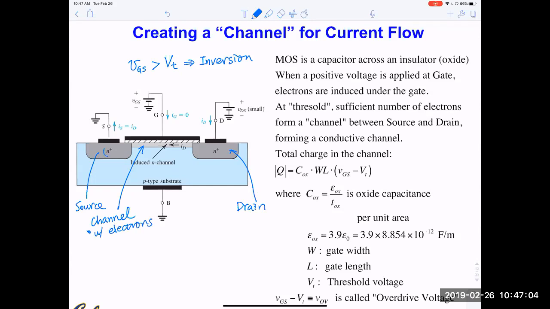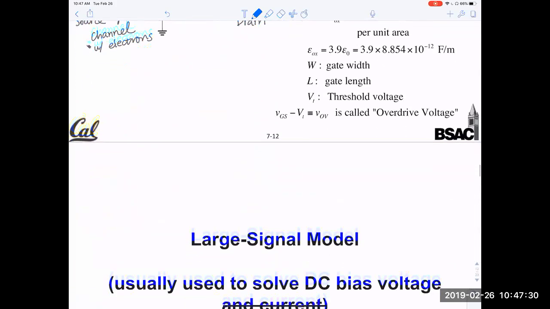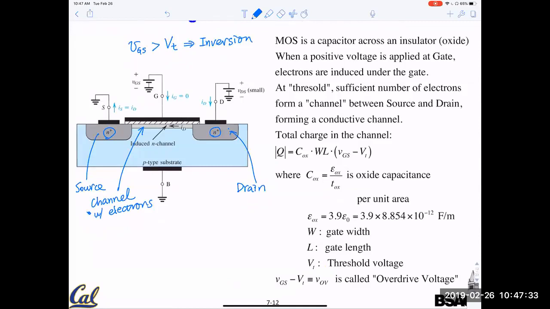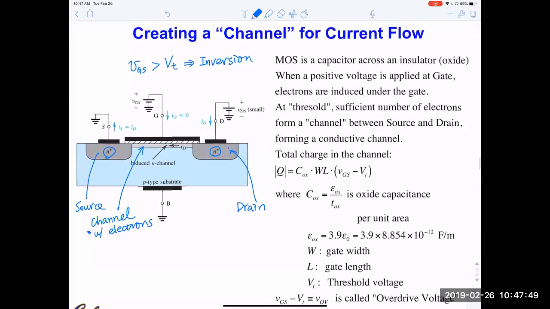I have an N plus doped source. I have an N plus doped drain. I have electrons, which are negative type. This means it will conduct current. If I apply a voltage to the drain, I will have current flowing in between source and drain. So this is the current that you are using in driving the variable amplifier that you are constructing in your lab right now, lab 3. How do you think about this? How do you estimate this current?